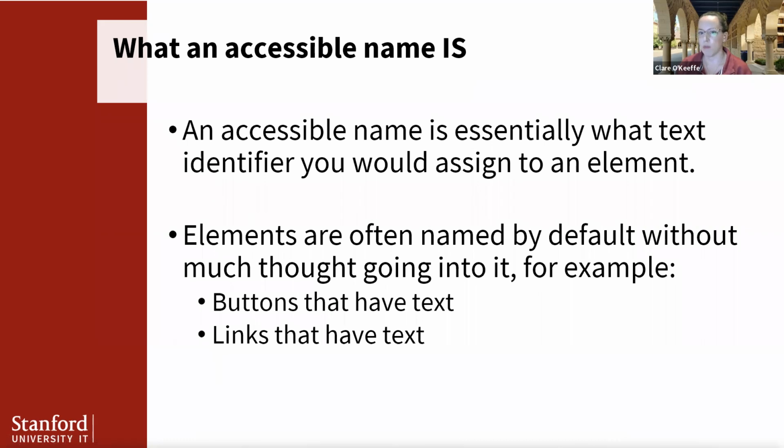So let's talk about what name really is. It's essentially what text identifier you would assign to an element. And a lot of elements on a web page are often named by default without a whole lot of thought going into it. So if you have links that have text inside of them, or buttons that have text inside of them, the text that's inside the button or the link is usually going to be the accessible name. So if you have a FAQs link, and you have the text FAQ inside of it, that's going to be the accessible name usually, if you haven't done anything different to it.